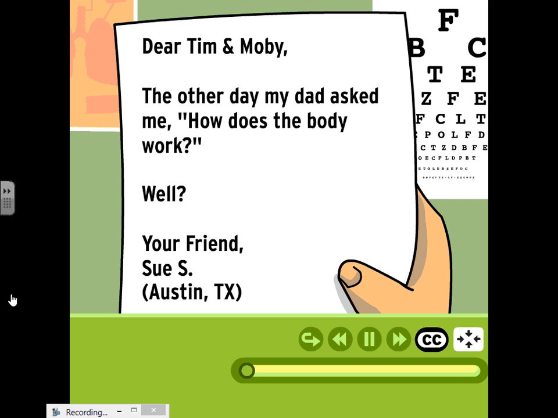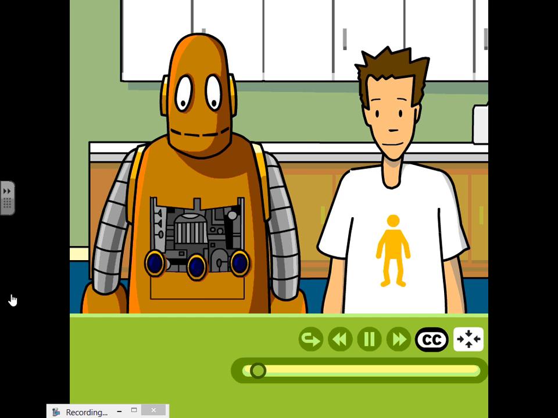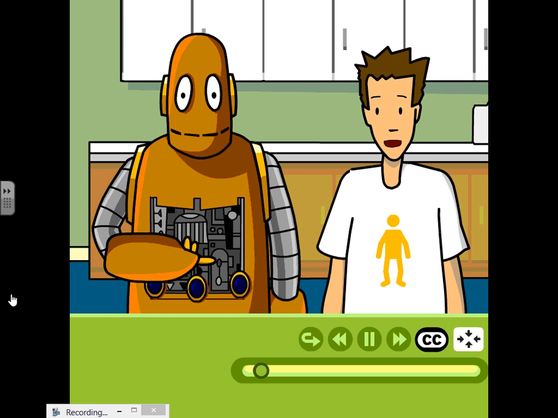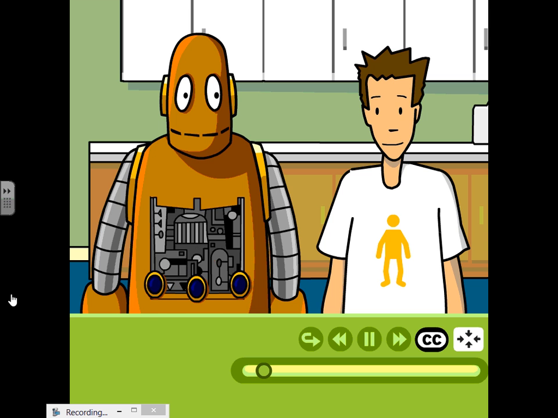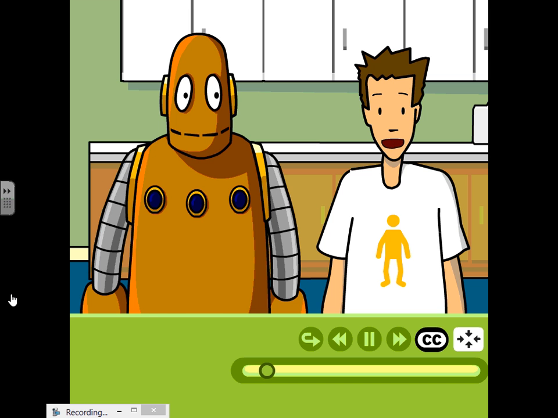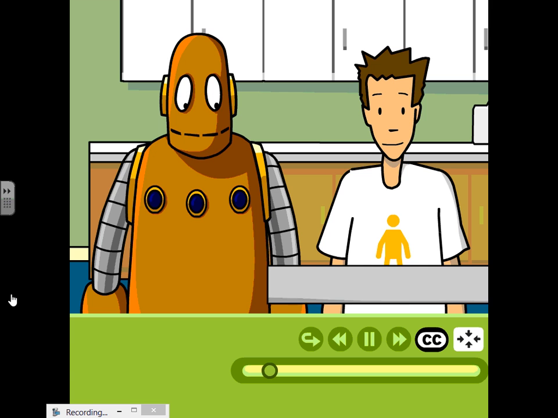Dear Tim and Moby, the other day my dad asked me, how does the body work? Well, your friend, Sue. I think she's talking about the human body. Anyway, I think it's about time we put it all together.